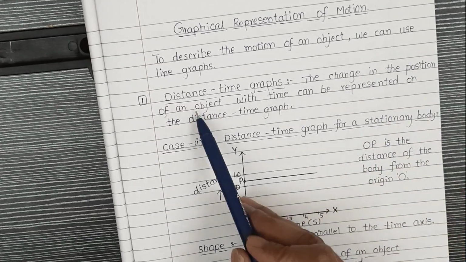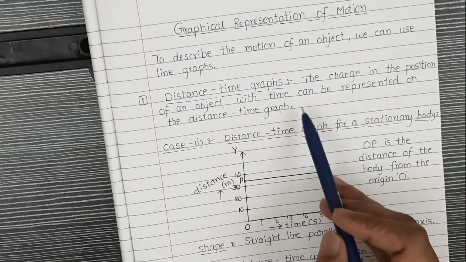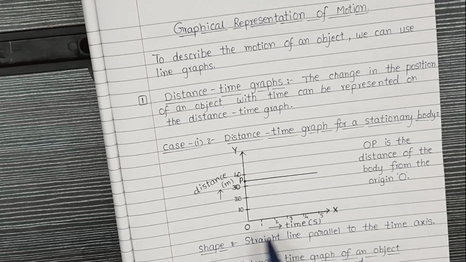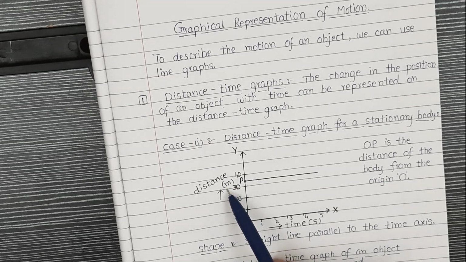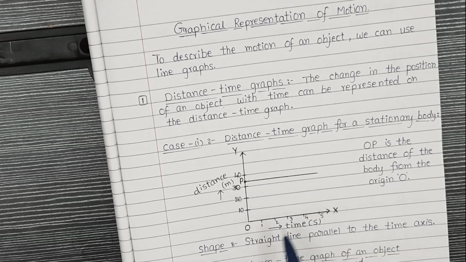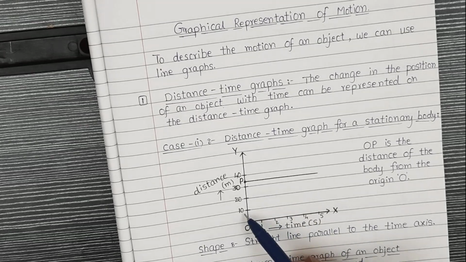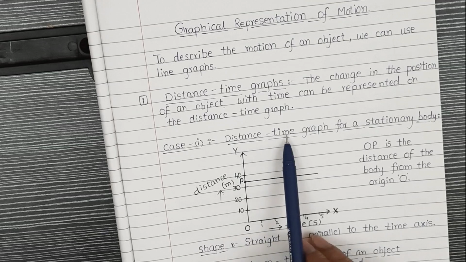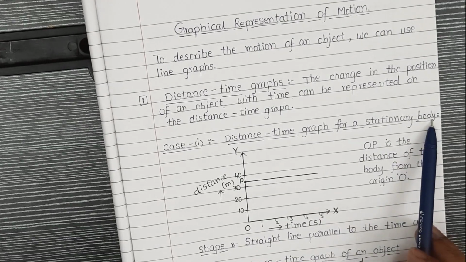The change in position of an object with time can be represented on the distance-time graph. In the example here, case 1, time is taken along the x-axis and distance covered along the y-axis. You can see 1, 2, 3, 4, 5 seconds and the distances 10, 20, 30, 40 along the y-axis. Case 1 is the distance-time graph for a stationary body. That means the object is not in motion.